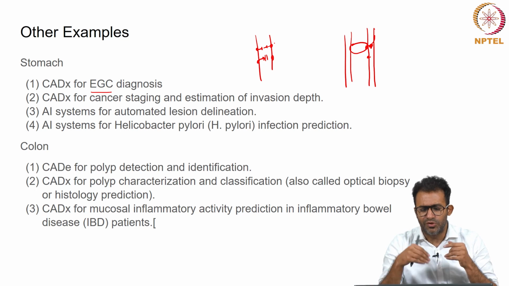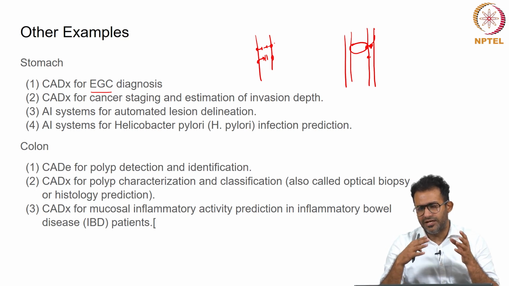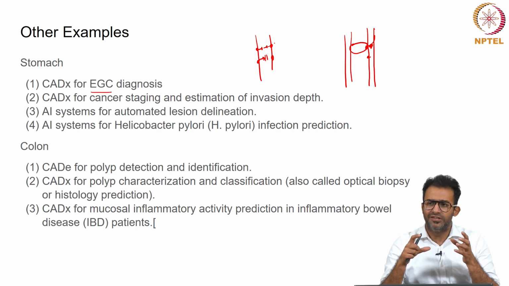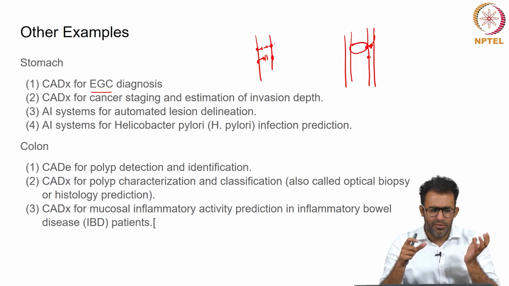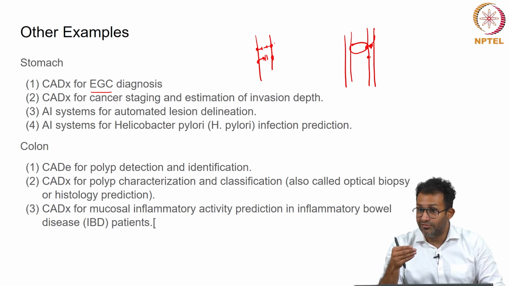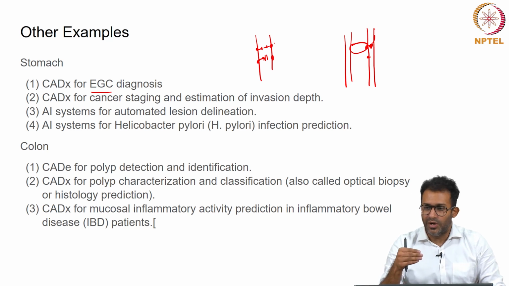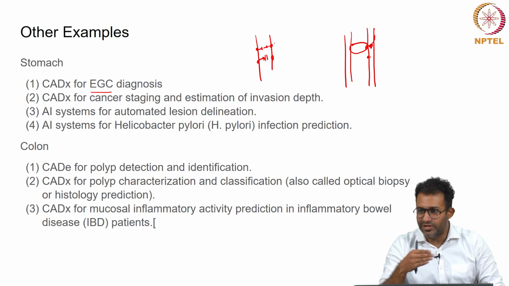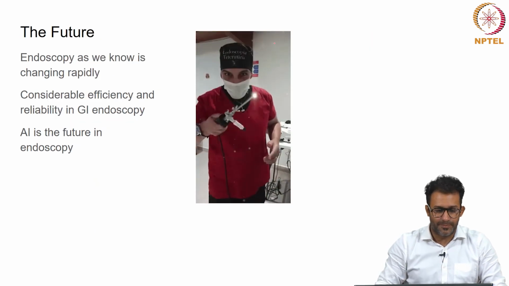We can use them for mucosal inflammatory activity prediction, and understanding that mucosal inflammatory activity helps us in understanding what medications to give. Some of the medications we give for ulcerative colitis and Crohn's disease also have a huge amount of side effects. So we give a lot of steroids to treat them. So understanding the exact level of inflammatory activity helps us in tapering and adjusting the dose, so that we can free the patients of the side effects of these drugs.